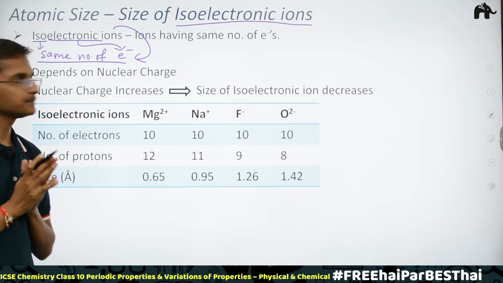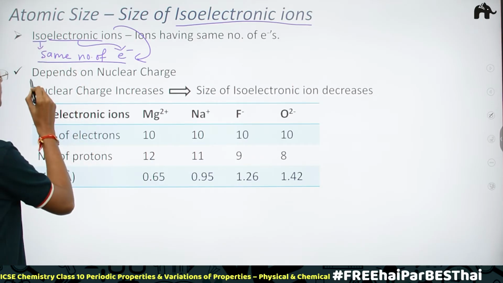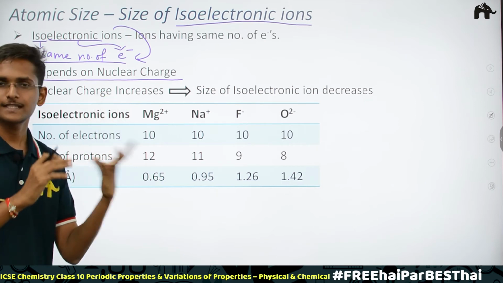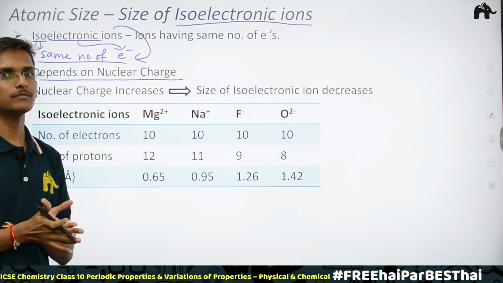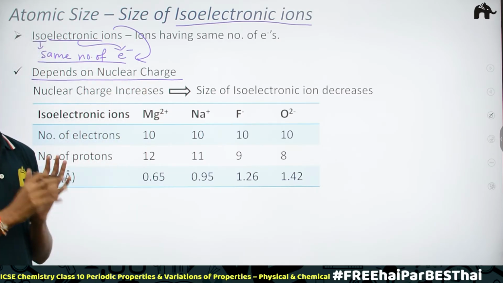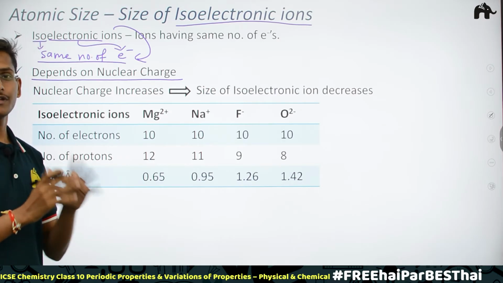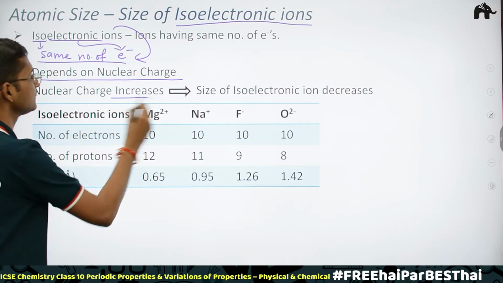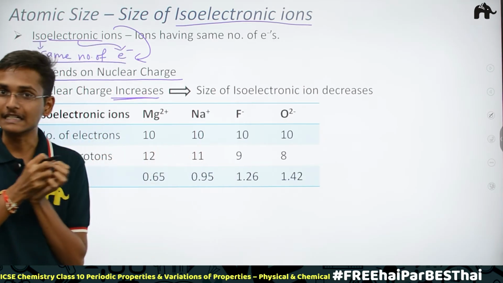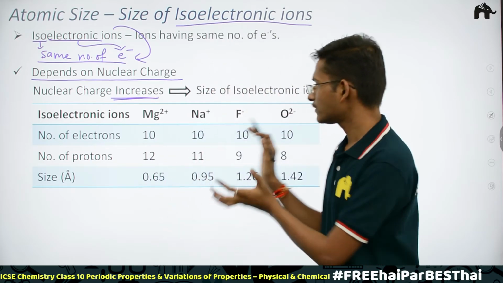Very simple. Now the size of these isoelectronic ions depends on the nuclear charge. How? Since they have the same number of electrons, what is varying in them? Absolutely right, the number of protons. That's why their size depends on the nuclear charge, that is, the number of protons. Now how does it depend? When the nuclear charge is increasing, the size is decreasing. Absolutely, it should. Now let's understand this with the help of an example.